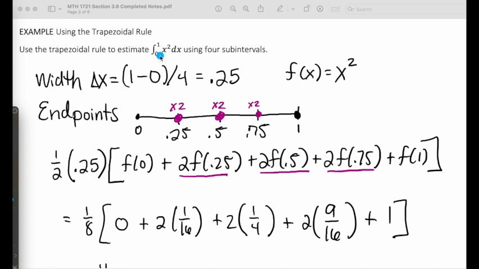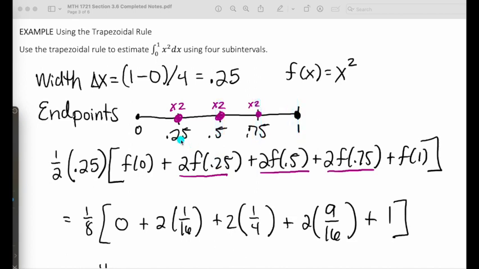So we're going to use the trapezoidal rule to estimate the area under the graph of x squared on the interval from 0 to 1, and we're going to use 4 subintervals. Since our interval that we're looking at is from 0 to 1, to find the width of each of our trapezoids, we're going to take 1 minus 0 and divide by 4. So each width is going to be 1/4, or 0.25. Here's our function that we're trying to find the area under the curve. And so the endpoints of our subintervals are going to be 0, 0.25, 0.5, 0.75, and 1.